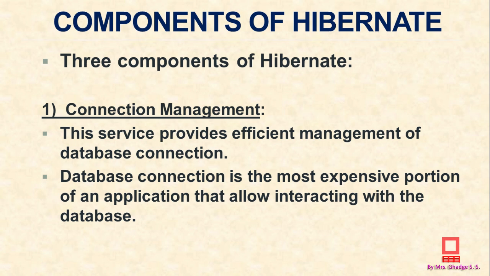Okay, then next we are going to see the next point, that is the components of Hibernate. Basically Hibernate consists of three components. The first component is connection management. All the tasks that are relevant to database connection are done under this component. This service provides efficient management of database connections. At a time multiple clients are going to access the database, and for all these clients different connections are needed, and all these connections are maintained and managed by this connection management service.